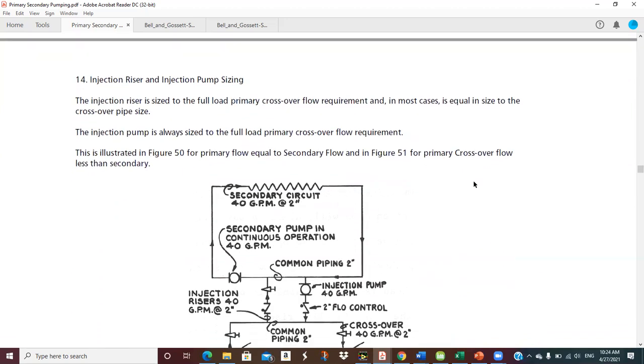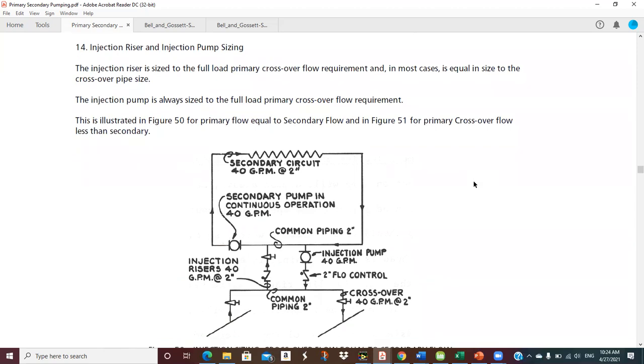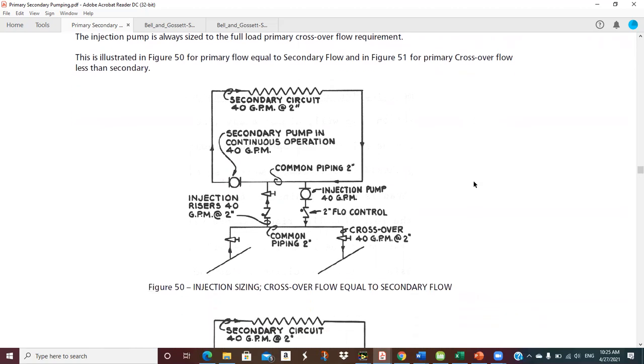Simple is good. Injection riser and injection pump sizing. The injection riser is sized to the full load primary crossover flow requirement, and in most cases is equal in size to the crossover pipe size. The injection pump is always sized to the full load primary crossover flow requirement. And we've got some illustrations here. So let's take a look.